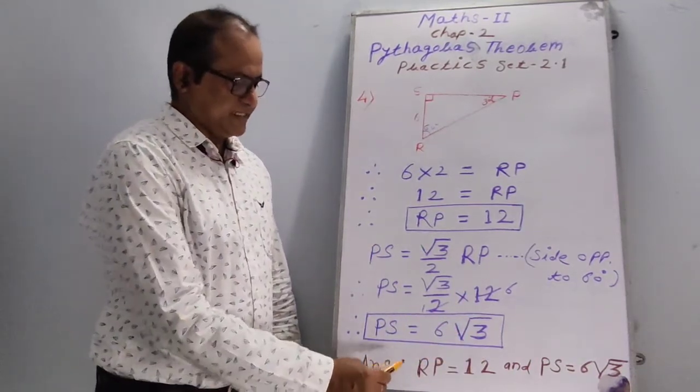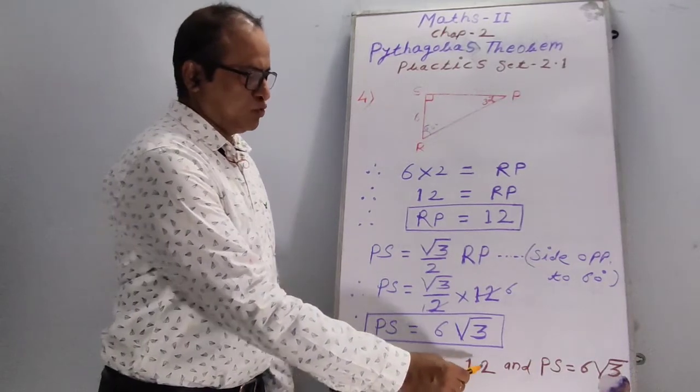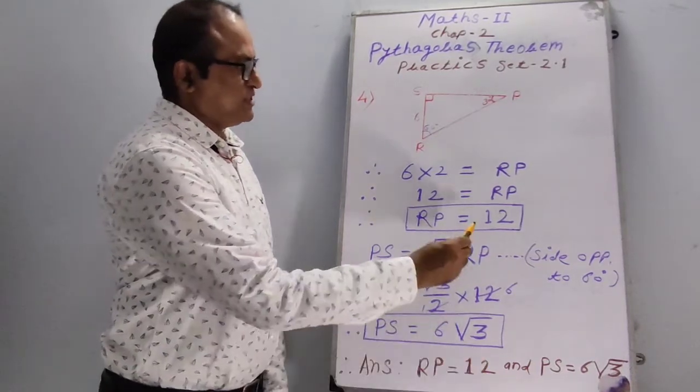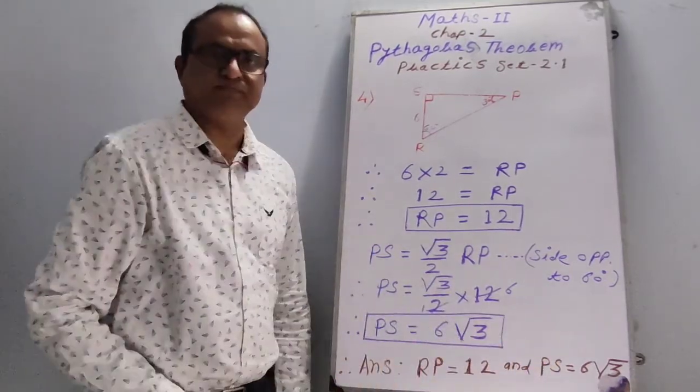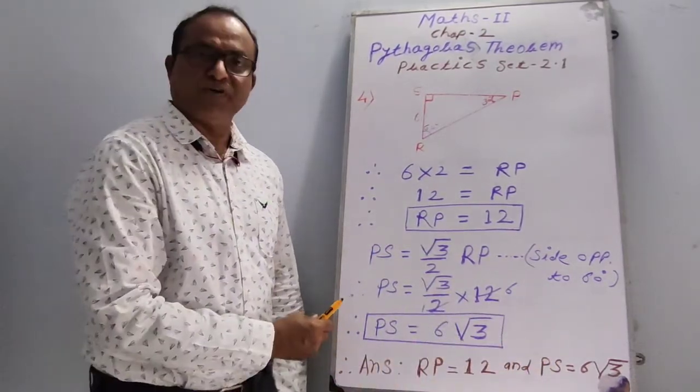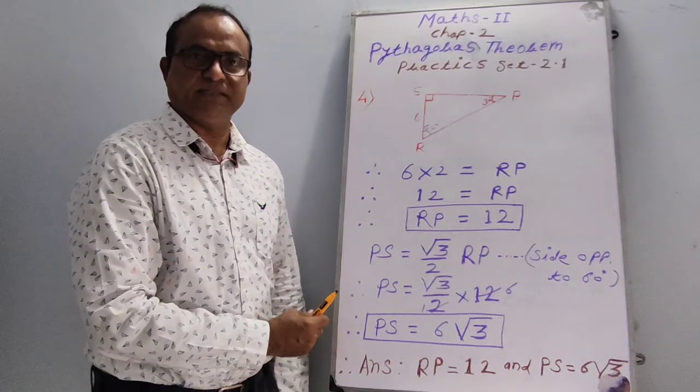Therefore, the answer is RP is equal to 12 and PS is equal to 6 root 3. All of you understood? Very easy.